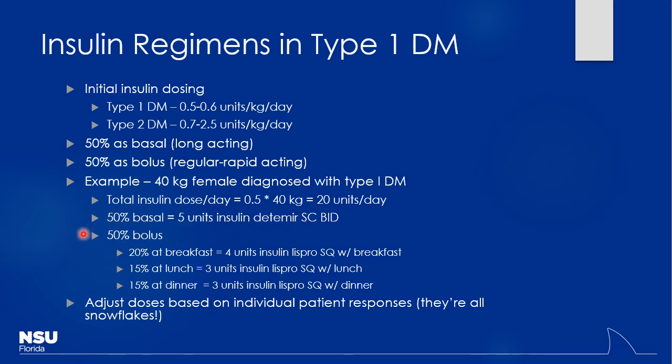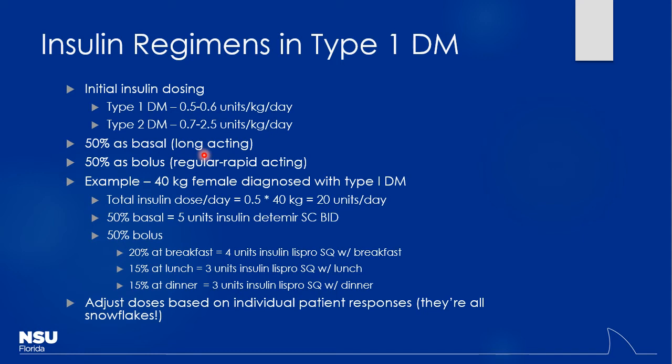Then the other 50% is going to be bolus insulin. Maybe we'll do 20% at breakfast, and 15% each at lunch and dinner. Normally breakfast tends to have a higher carbohydrate intake, the most important meal of the day, so we get a little extra carbs there. We'll give insulin lispro, which is pretty fast acting, one of the ultra rapid acting insulins. So we'll give 4 units with breakfast, 3 units with lunch, and 3 with dinner, okay?